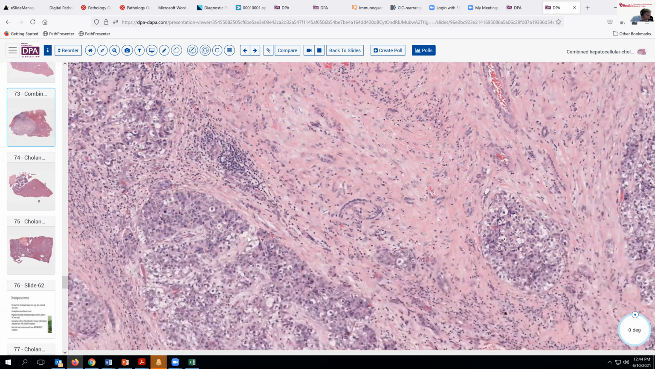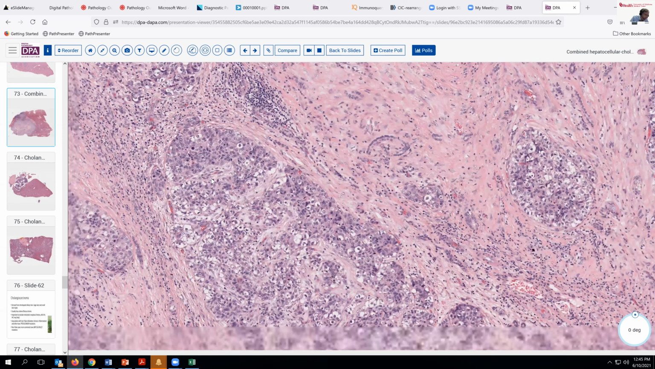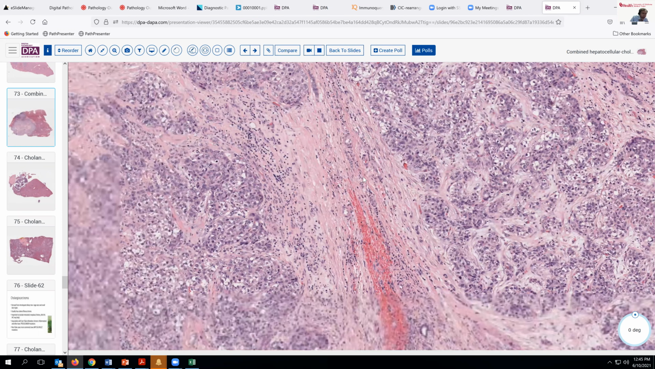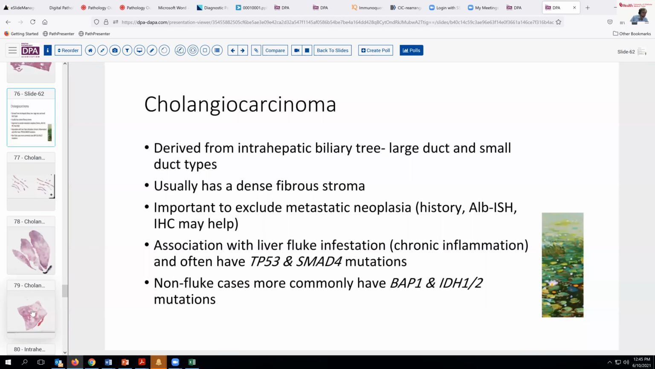Actually, I think this one devolved on some other features as well. I think some of these clear cell areas and a little bit of CK7 positivity immunohistochemically on this lesion. So let's go on to cholangiocarcinoma.